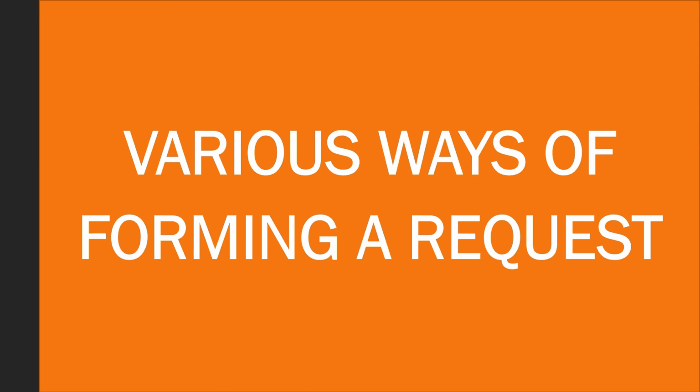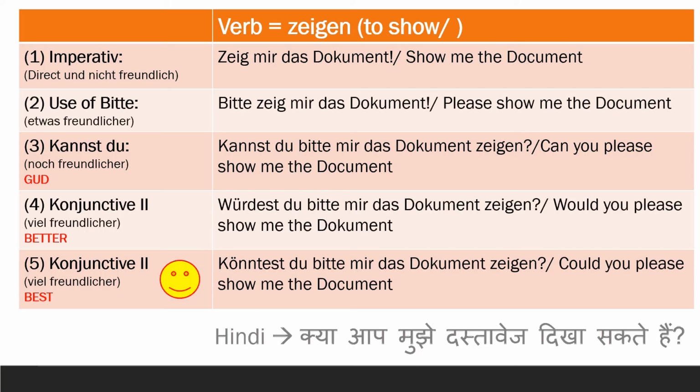Now we will see various ways of forming a request. So here in this example, we will start with imperative and then we will keep on modifying the sentence and we will reach to the conjunctive II. Like number one is imperative and the verb is zeigen. Zeigen means to show. Zeig mir das Dokument. Show me the document.